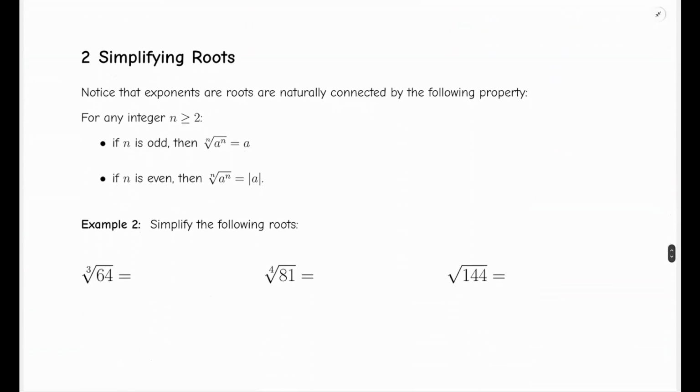Part 2, Simplifying Roots. Notice that exponents and roots are naturally connected by the following property. For any integer n greater than or equal to 2, if n is odd, then the nth root of a to the n is a, and if n is even, then the nth root of a to the n is the absolute value of a.